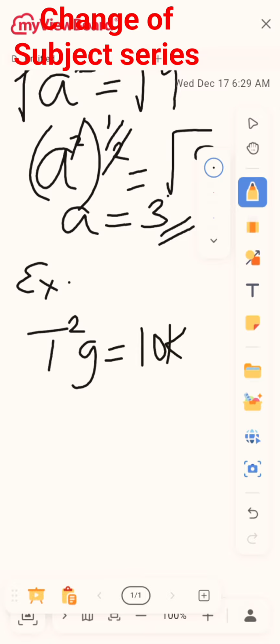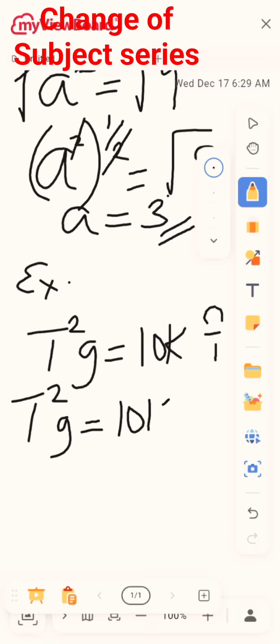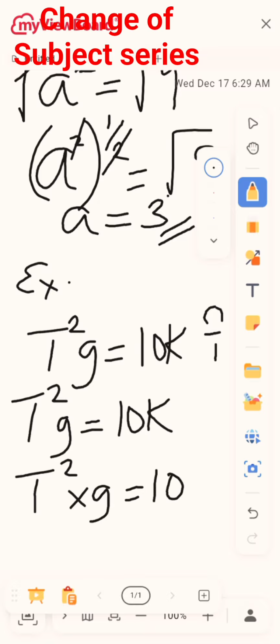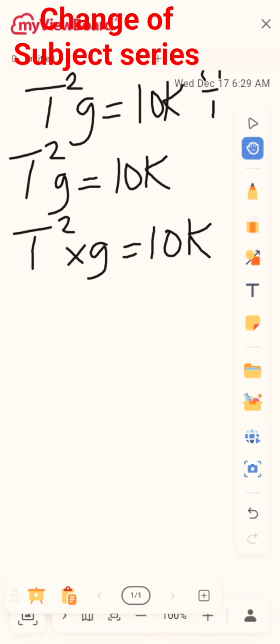Okay, I have t square g equals 10k, and I want to make t the subject of the formula. So if I look at this equation rather, t square g equals 10k, I can see my t square is joined to g by a multiplication process. So I get rid of that first. So how do I go about it? When I have a multiplication process, how do I get rid of it? I get rid of it by dividing.